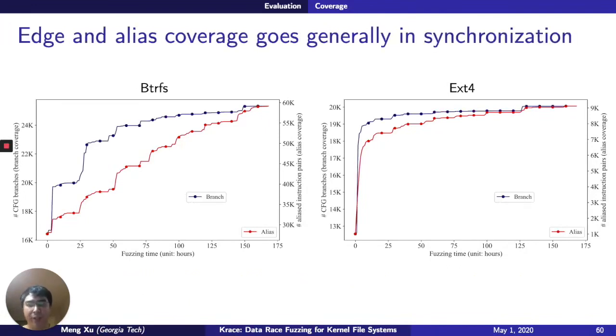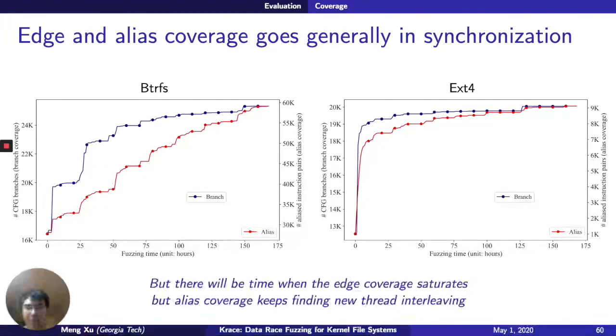And also, the alias and edge coverage go almost in synchronization. For example, the blue one is the branch coverage, the red one is the alias coverage. They almost go in the same trend. But there will be times, especially in the Btrfs case, when the edge coverage saturates much faster and the alias coverage is still growing. This means that if we only use edge coverage as our feedback in the fuzzer, we're going to miss those new states explored by alias coverage tracking. The same thing doesn't apply too much to ext4 because its concurrency level is not that high.